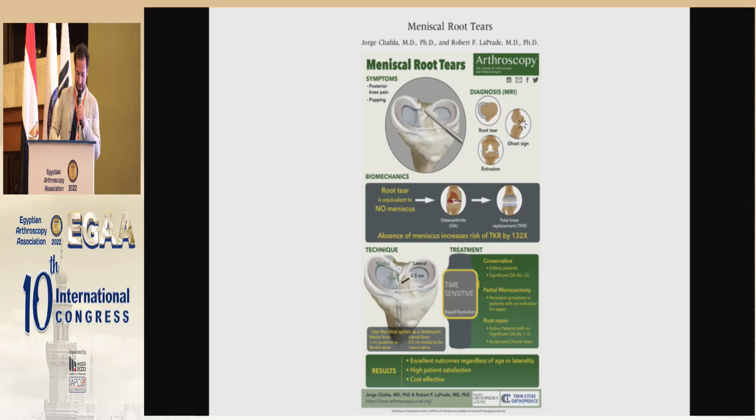And what about the treatment? They said that you can choose conservative treatment in elderly people, or patients that have significant osteoarthritis with KL over 2, and you can also do a partial meniscectomy in patients that can't be subject to surgery, or root repair in acute or chronic tears, and in active patients that have no significant osteoarthritis, with KL 1 or 2.